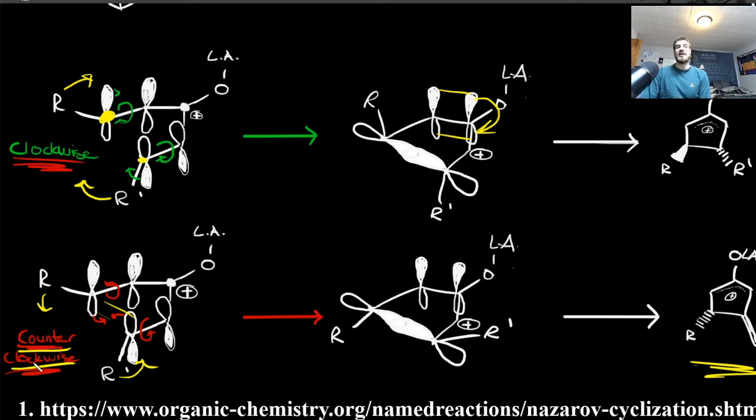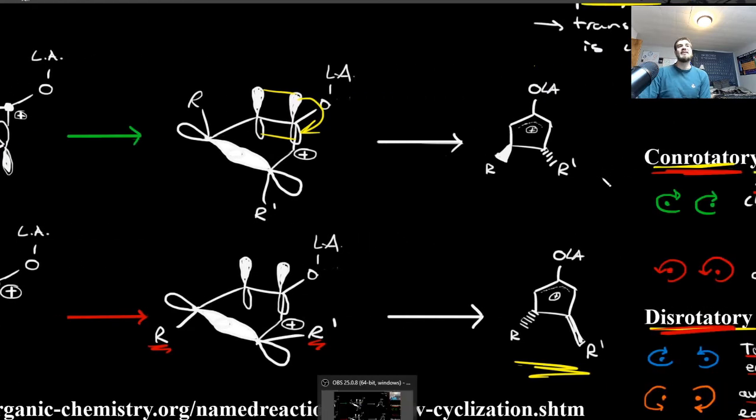If you're going counterclockwise, the same thing happens, but counterclockwise. So you rotate again around these bonds, and the R prime substituent, this one goes up and this one goes down. So this one is downwards and this one's upwards. So you get these two different oxyallyl cations.